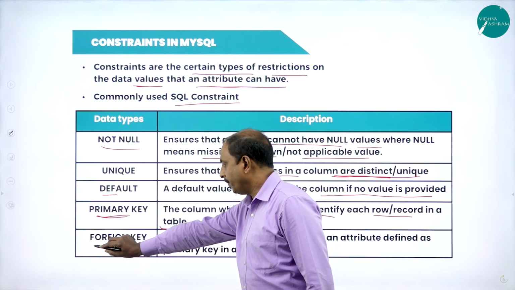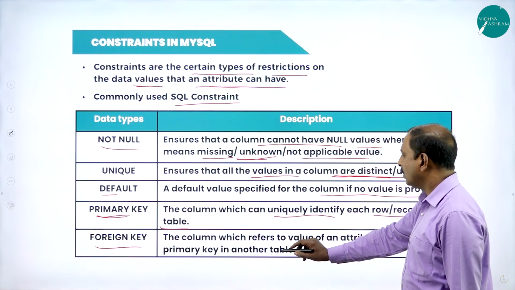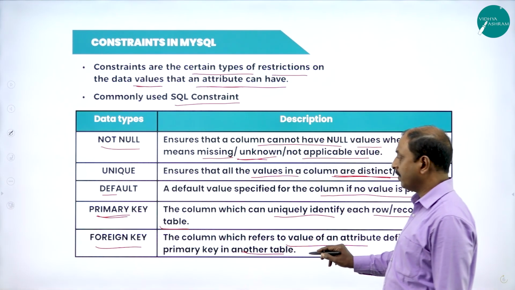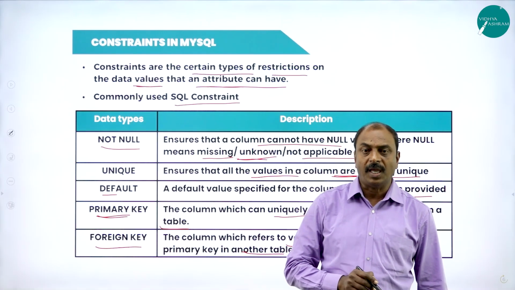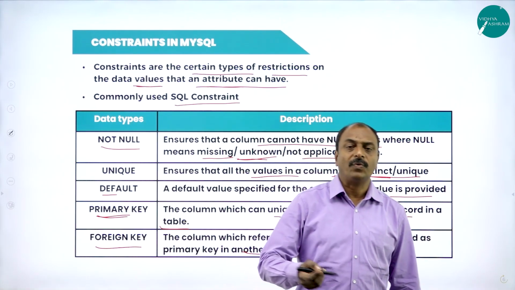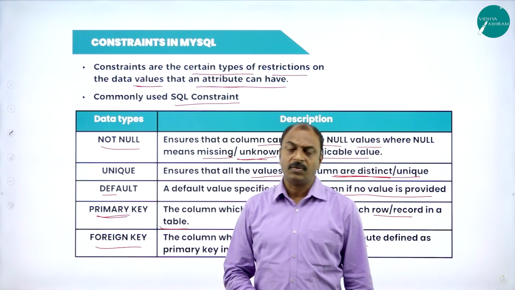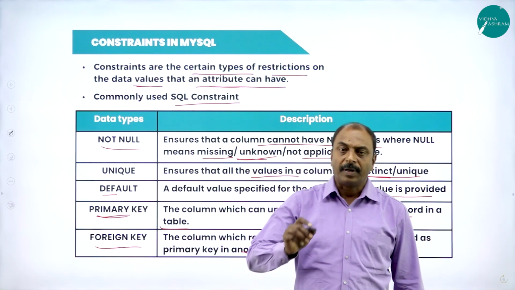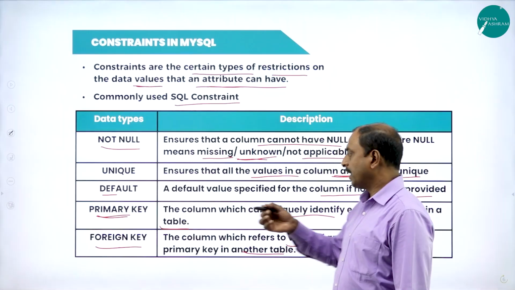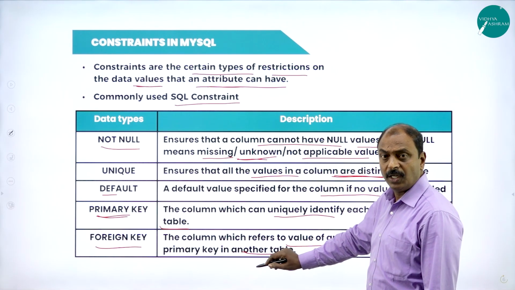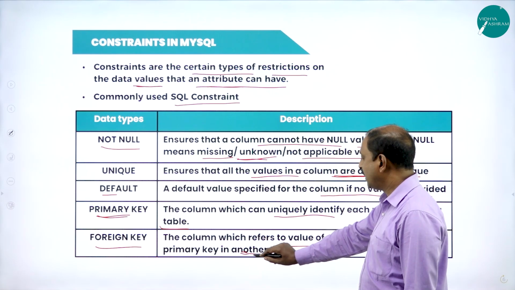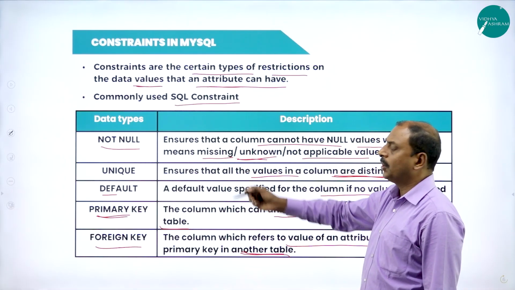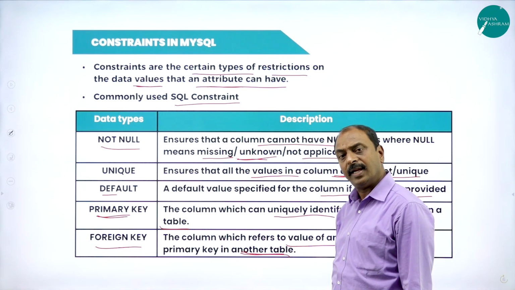Next one is foreign key. This is another constraint. The column which refers to the value of an attribute defined as the primary key in another table is the foreign key. Foreign keys come into the picture when there are two tables. In one table we have the primary key, and that primary key, when referred to in the second table, is called a foreign key. So these are the different types of constraints that can be used in SQL, that is, Structured Query Language.